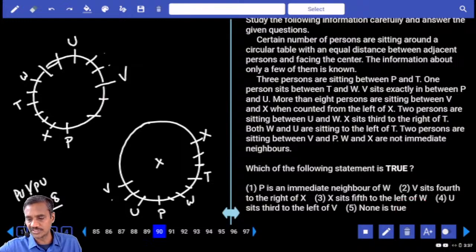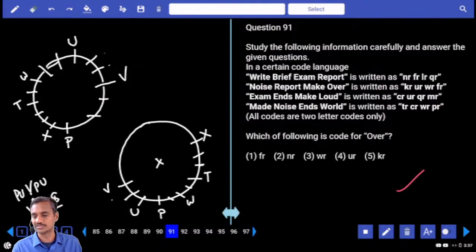Then which of the following statements is true? P is an immediate neighbor of W, false. And V sits 4 to the right of X. 1, 2, 3, 4, that is definitely 2, choice 2. Now question number 90, choice 2 is the answer.